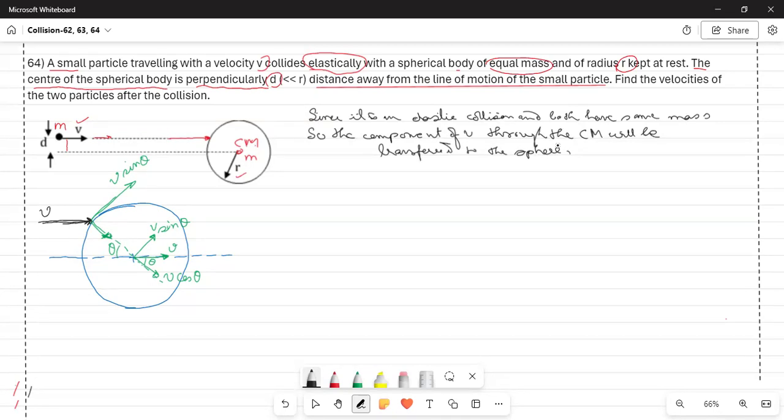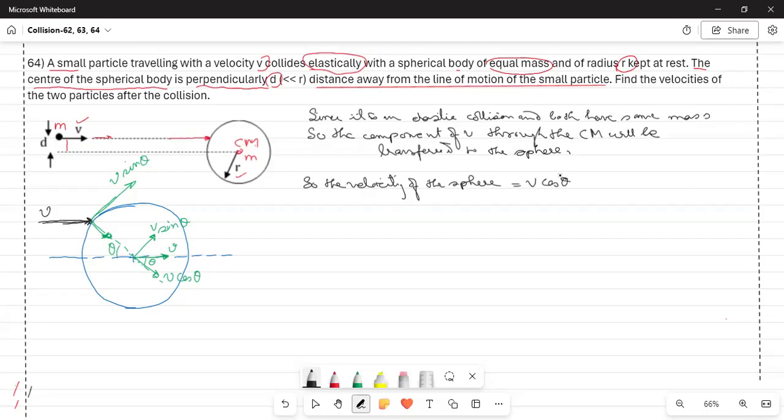I repeat once again, why did I say that? Because you remember, if there is a completely elastic collision between two bodies of same mass, then the velocity of the first body is just transferred to the second body. But here, since the collision is not head-on, the component which was through the center of mass will be transferred to the second body. So the velocity of the sphere is equal to v cos theta, as simple as that.